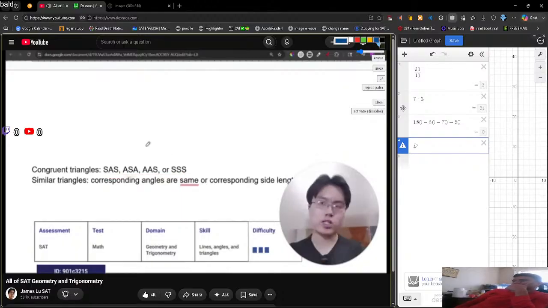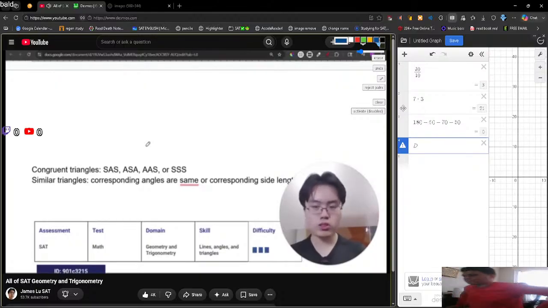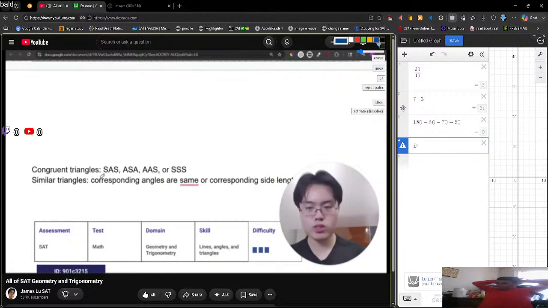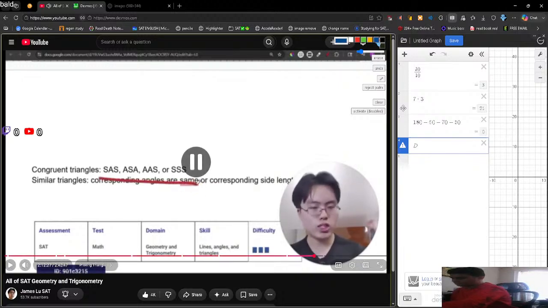Just think about all the combinations of A and S for 3 letters, and then eliminate the curse word and eliminate similar triangles, which is AAA, and then what's left is just these 4. That's a really easy way to memorize this. Okay.